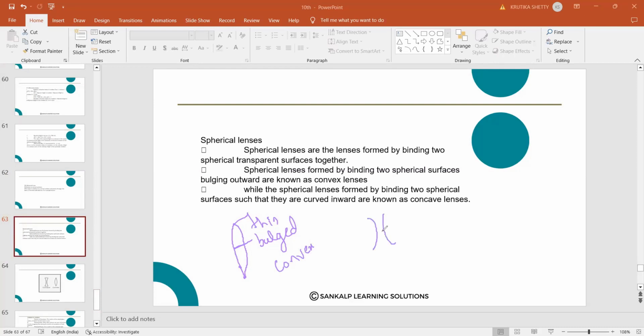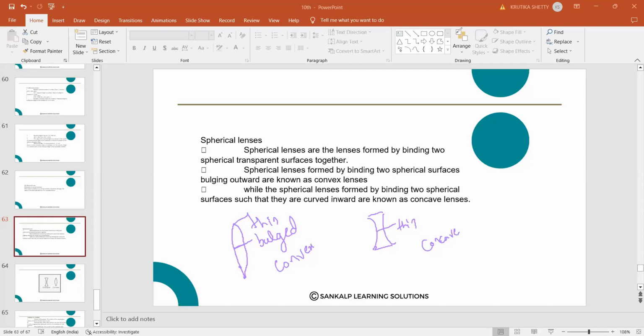In a concave lens, what happens? It is thin at the center and it is bulged at the edges. So this is called as what? Concave lens. I hope the convex lens and the concave lens are clear to you.